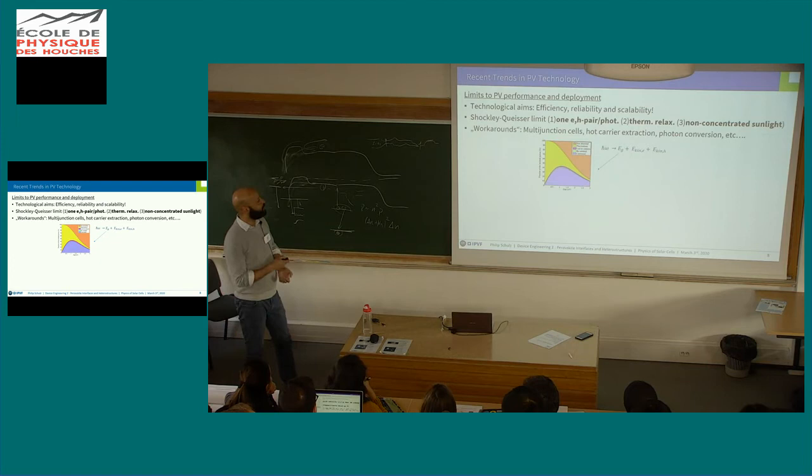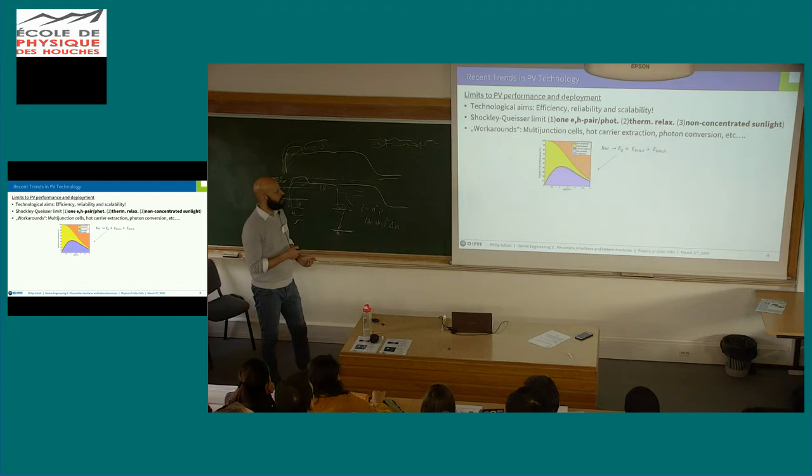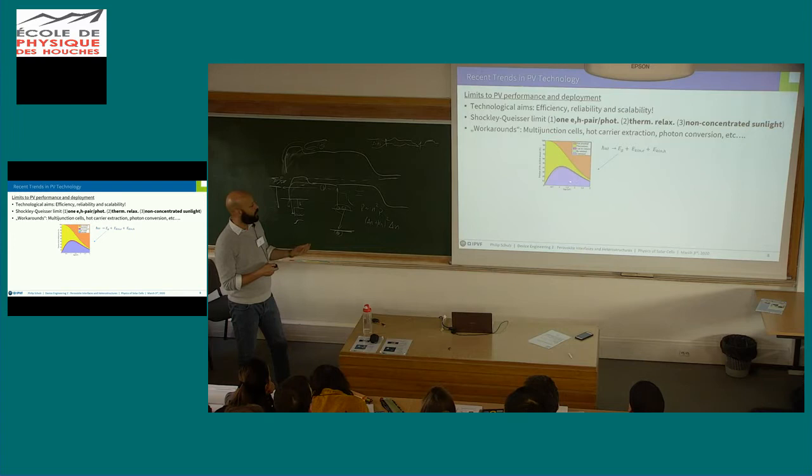The general aims are, of course, efficiency, reliability, and scalability. For the Shockley-Queisser limit, we have the five points, of which I want to pick out three: that we have one electron-hole pair per photon, that we have thermal relaxation of the electrons that are generated, the free carriers, and that we use non-concentrated sunlight. So there are, of course, a few workarounds, and these workarounds have been presented by Uwe yesterday, namely the multi-junction cell, hot carrier extraction. Again, I think we will hear more on this on Friday, as well as photon conversion.